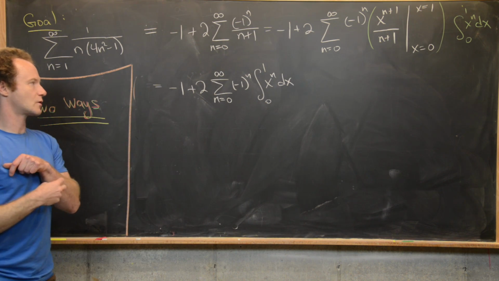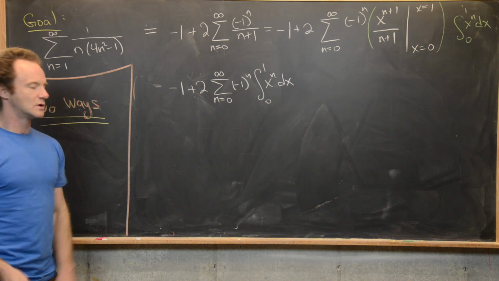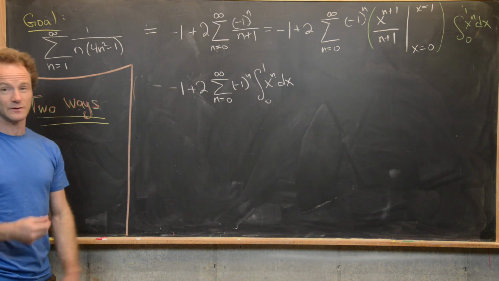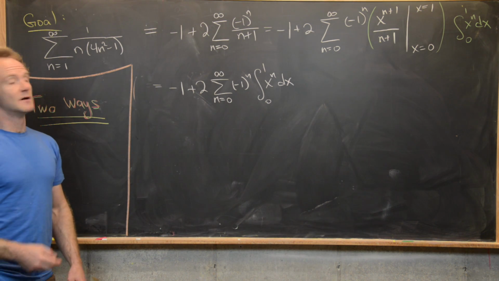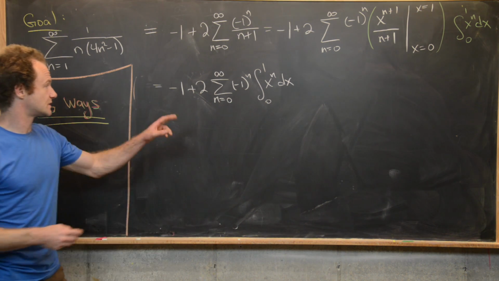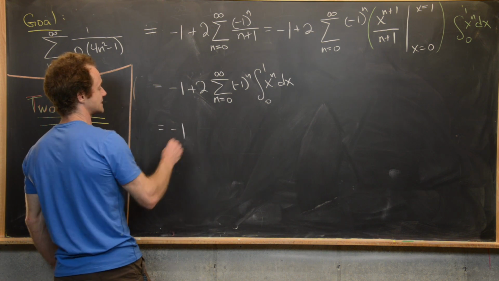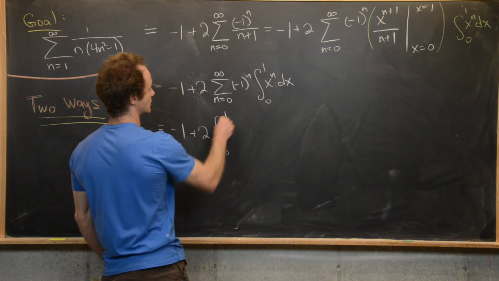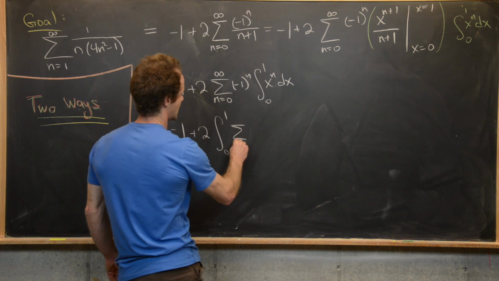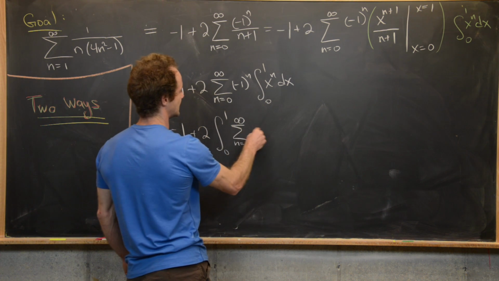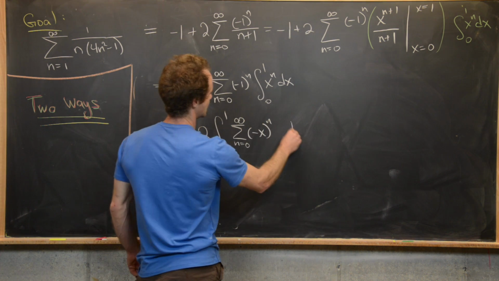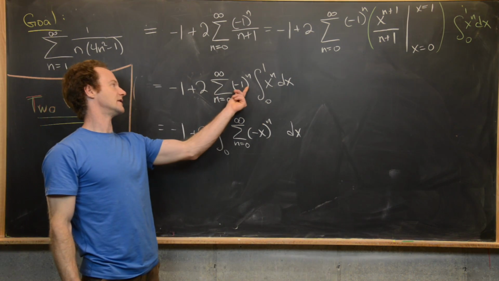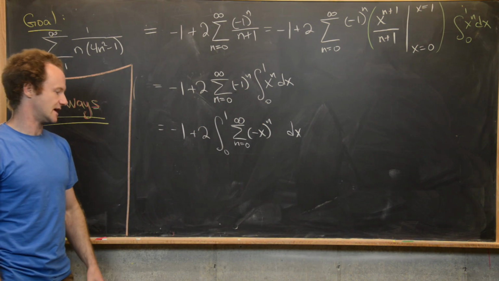Now we're going to change the order of summation and integration, which we're allowed to do. I promise I'm going to do a video on exactly when you can do that in the future, but I haven't quite gotten to it. So let's do that and see what we get. We have minus 1 plus 2, and now the integral from 0 to 1 of the sum n equals 0 to infinity minus x to the n dx. I've gone ahead and combined that minus 1 to the n and the x to the n.